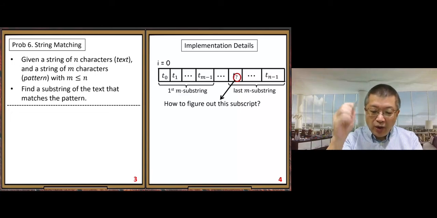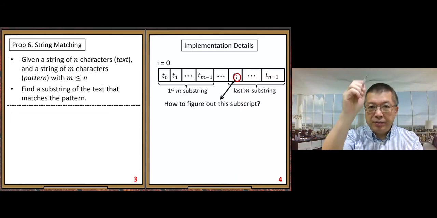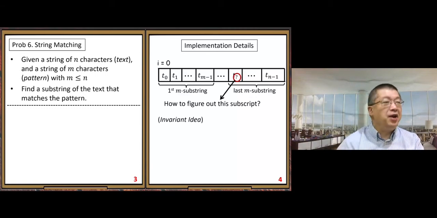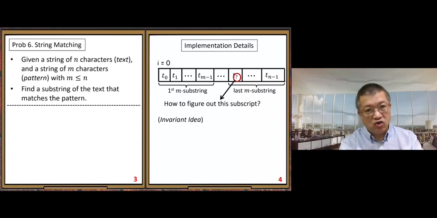Here we want to figure out the subscript of this question mark, that location. The method we want to use, we call it invariant. So here I call it the invariant idea. Invariant, no change. So what's that invariant idea? Let me describe it.